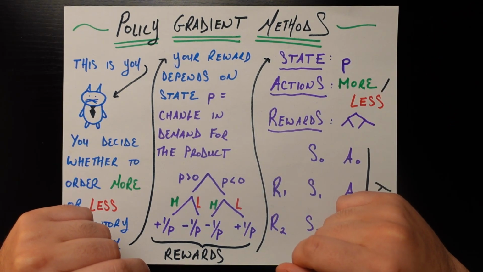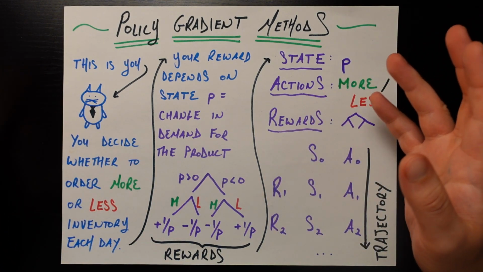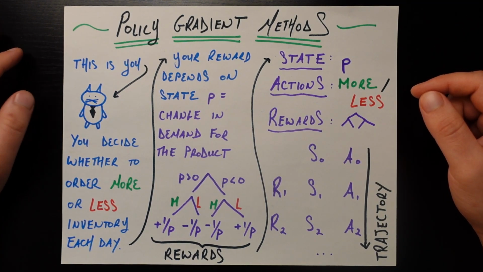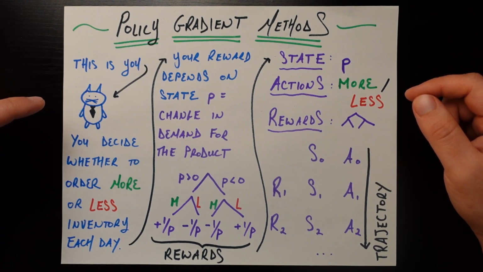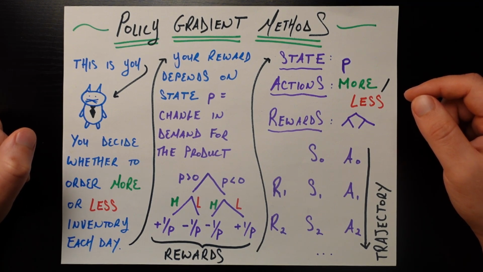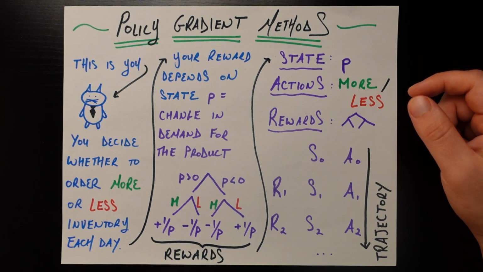But to start with, and through this entire video, we're going to be tackling a very simple problem, which is going to help us understand the underlying methods that we're using. So we're going to assume this handsome fellow right here is you. And your job is simply to decide a binary choice each and every day. You're going to decide whether you want to order more or order less of a particular product every single day.